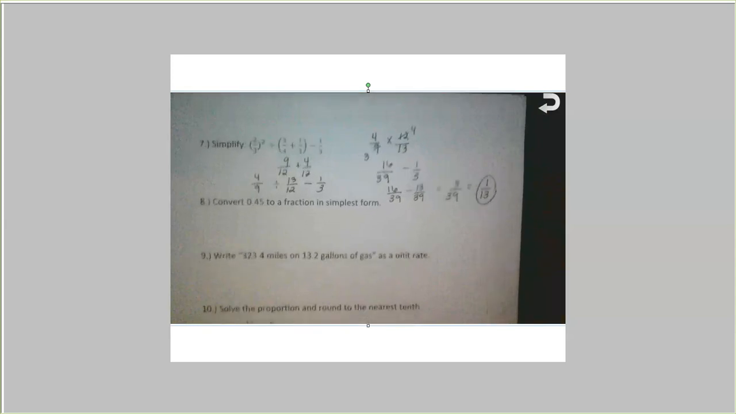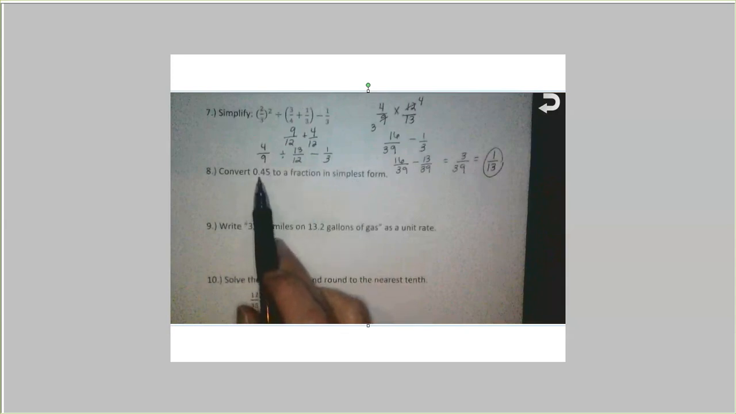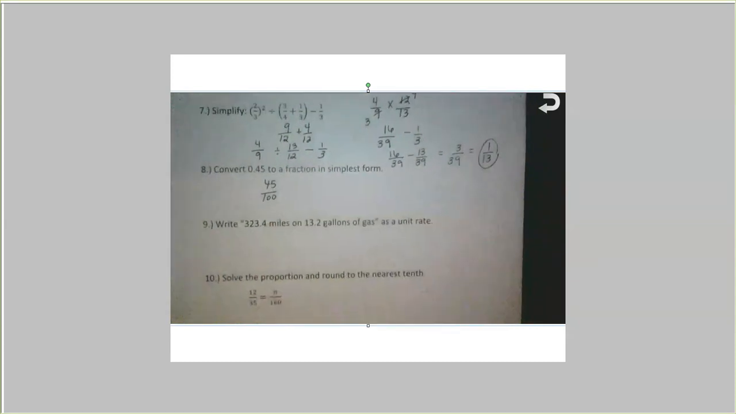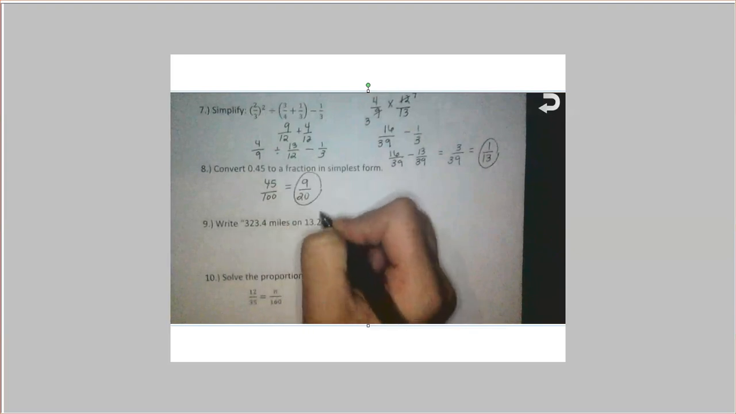Number 8 asks me to convert 45 hundredths to a fraction in simplest form. So 0.45, we call that sometimes, but this is correctly read 45 hundredths because the 5 is in the hundredths place. So if I read that properly, that helps me to know how to set that up as a fraction. 45 over 100, both the numerator and the denominator are divisible by 5, so I can reduce that down to 9 over 20.